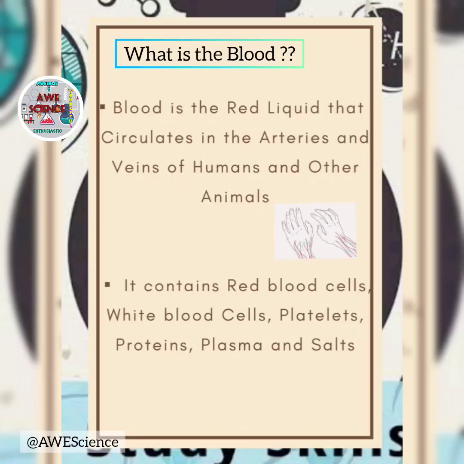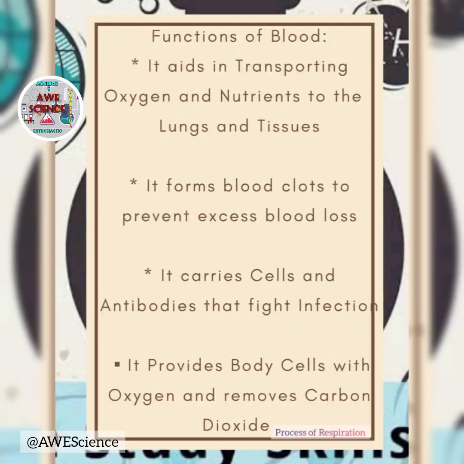First of all, let us see what is the blood. The blood is a red liquid that circulates in the arteries and the veins of humans and the other animals which are present on this earth. There are various components present in the blood, such as red blood cells, white blood cells, platelets, proteins, plasma and salts.